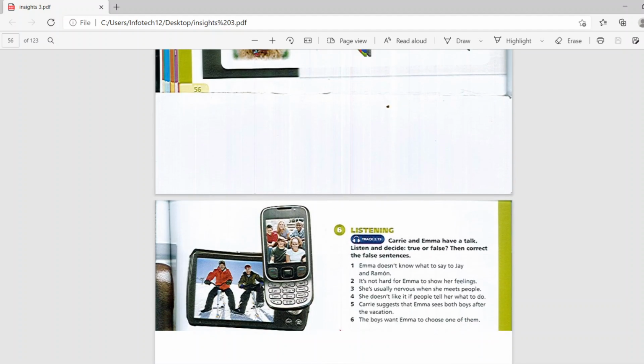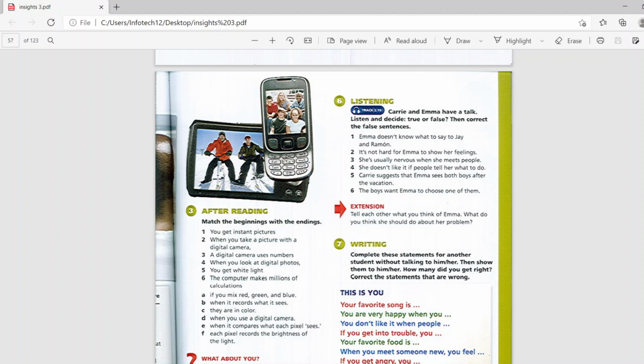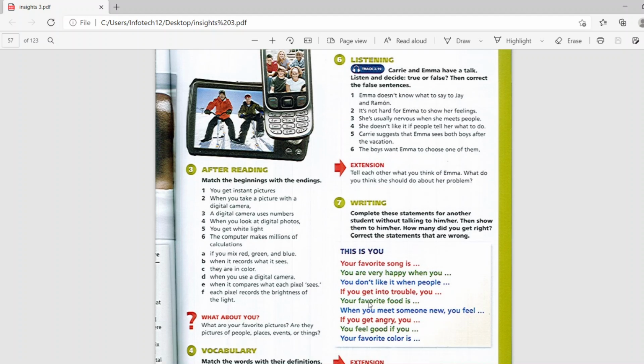Okay. Then on page 57, you are going to have exercise number 3. This is after reading, okay? You are going to match the beginnings with the endings according to the previous information from the reading, okay? So you are going to have numbers from 1 to 6 and options from A to F, and you are going to match the beginnings with the endings, okay?